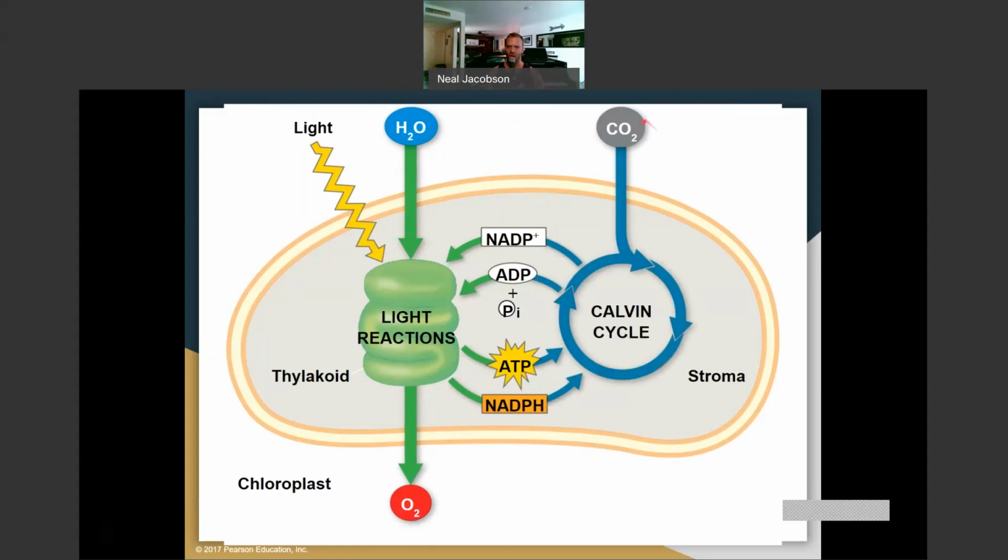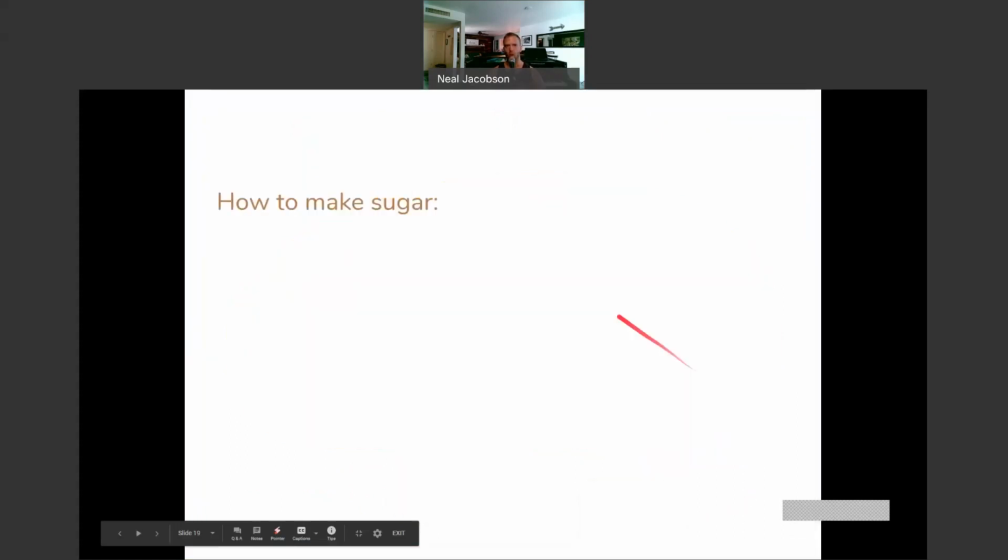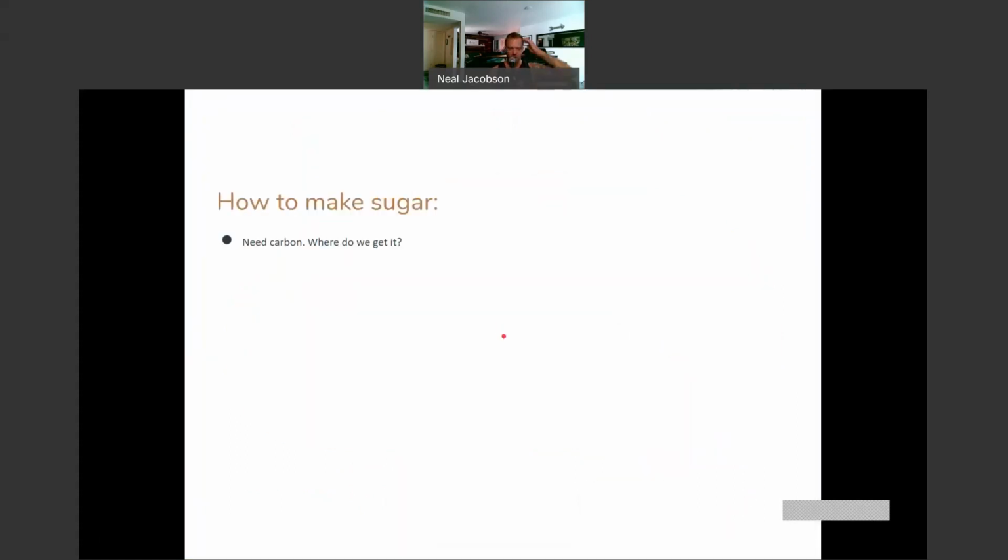dioxide out of the atmosphere and puts a bunch of electrons on it. Remember, if we take carbon dioxide and reduce it, we can turn it into a sugar. That's what the Calvin cycle is going to do. It's going to make a sugar molecule. So how are we going to make sugar? We need carbon. Where do we get it? We're going to get carbon from carbon dioxide.